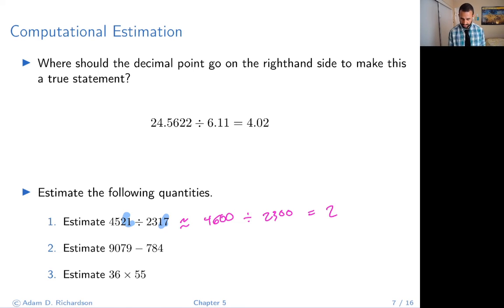All right, so now let's go to the next one. So take a minute or two and try to estimate the next one, number 2 there.